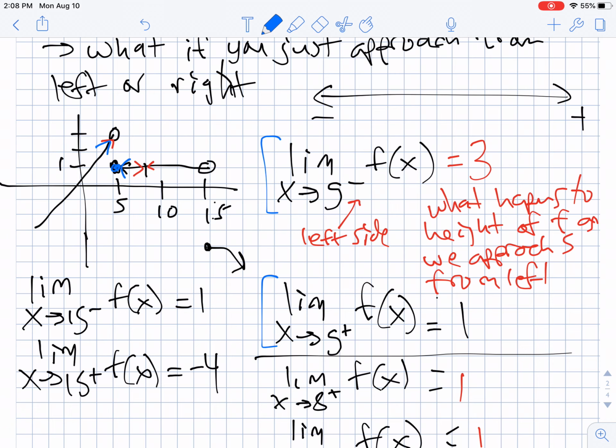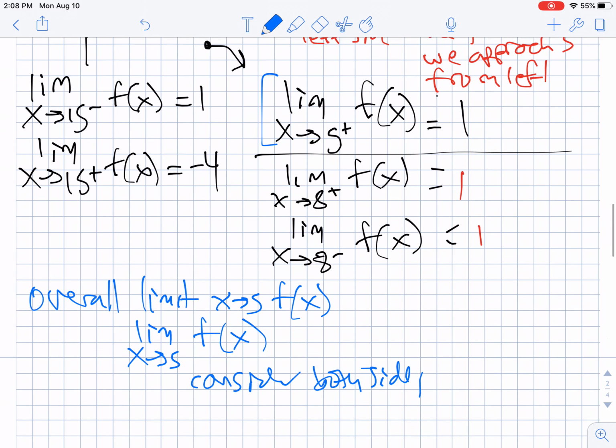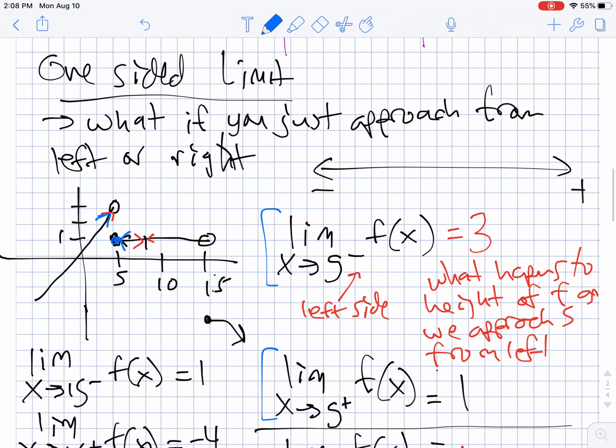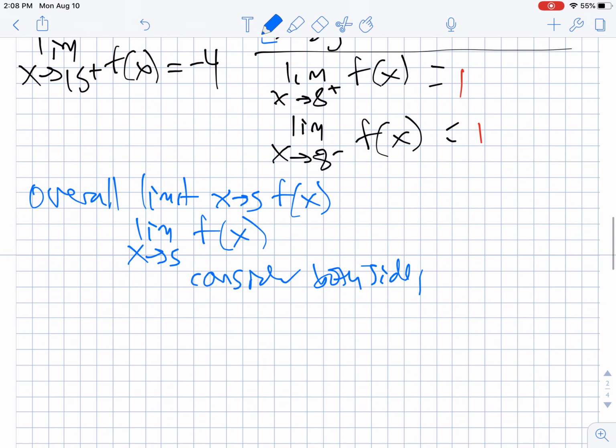Okay, so what we're going to say in this point is that this limit as x goes to 5, though, doesn't exist. And the reason being that it's different on both sides, right? On the left, it's going to 3. On the right, it's going to 1. So we say that this limit equals DNE, and that stands for does not exist.